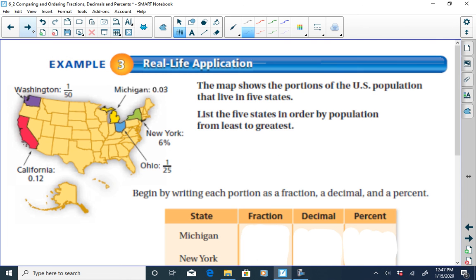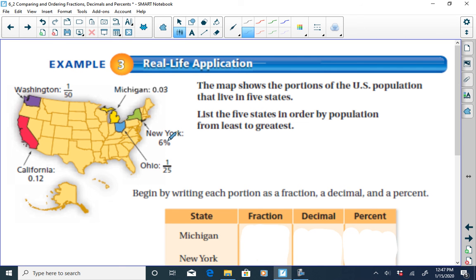Okay? Next example. The map shows the portions of the U.S. population that live in 5 states. List the 5 states in order by population from least to greatest. Notice that the states' populations are given as fractions, as in the case of Washington and Ohio. Some are given as decimals, as in the case of Michigan and California. And New York is given as a percent.